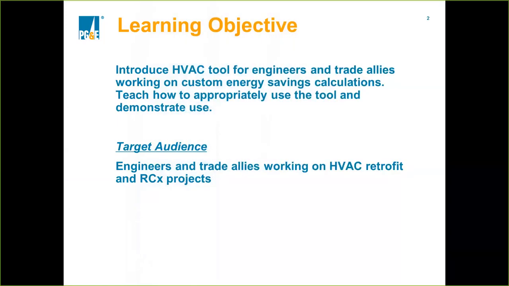So the learning objective for the HVAC tool is for engineers, trade allies, implementers, and third-party engineers that are working on custom energy savings calculations to be able to model retro commissioning and retrofit measures in this tool for HVAC systems. Our target audience is engineers that have a basic to expert understanding of HVAC systems and processes.